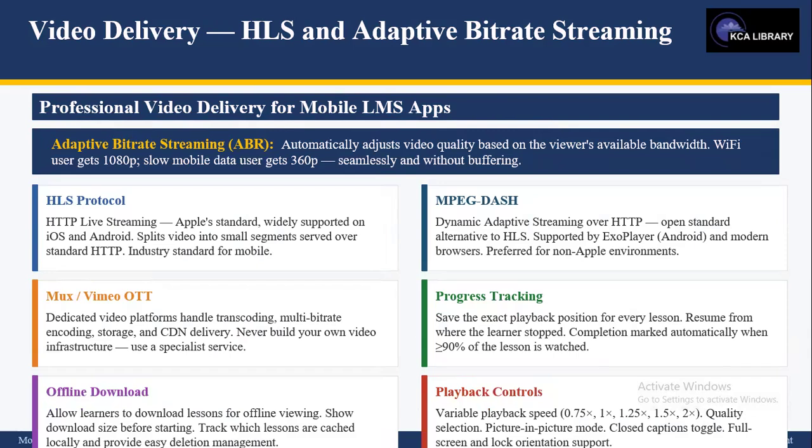Video delivery, HLS, and adaptive bitrate streaming. Professional video delivery for a mobile app. Adaptive bitrate streaming automatically adjusts video quality based on the viewer's available bandwidth. On Wi-Fi, the user gets HD; on slow mobile data, the user gets 360p seamlessly and without buffering.